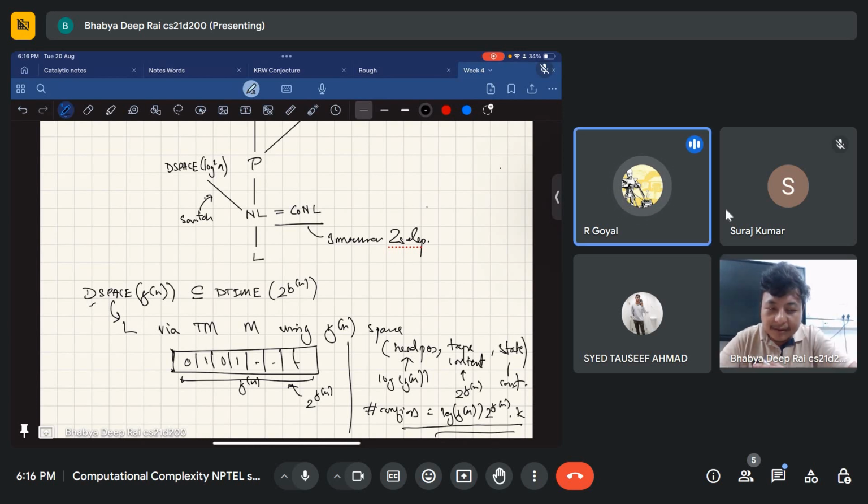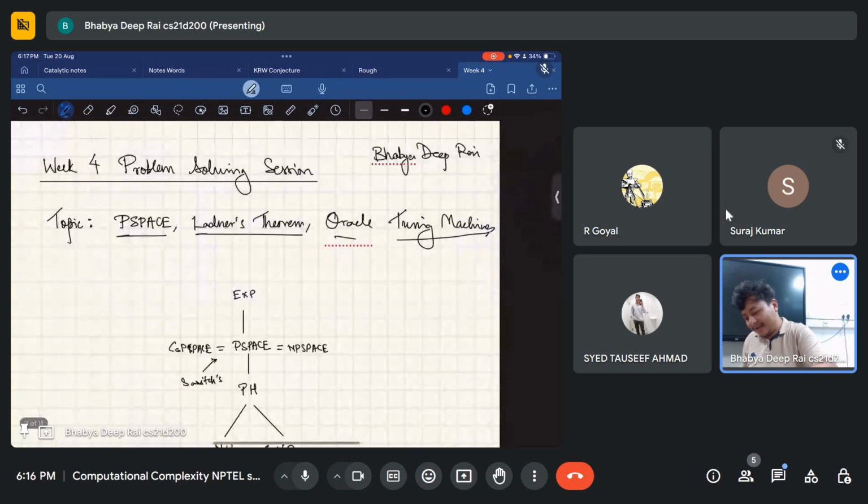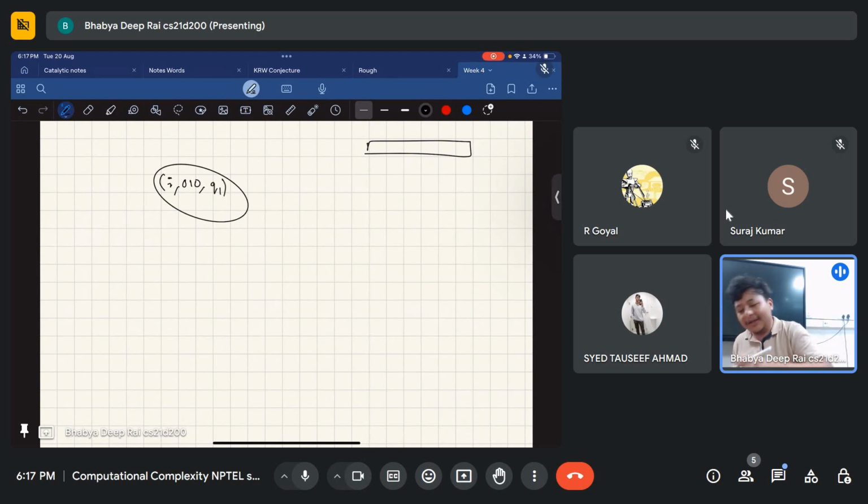But then the Turing machine can enter into the same configuration multiple times. Is this not possible? No, that is not possible. I'll tell you why. Let's say this is one configuration: the head was at position i, the tape contains something like 0, 1, 0, and the current state is Q1.